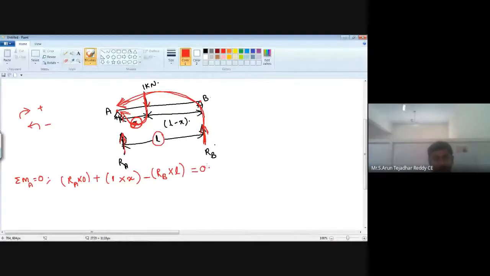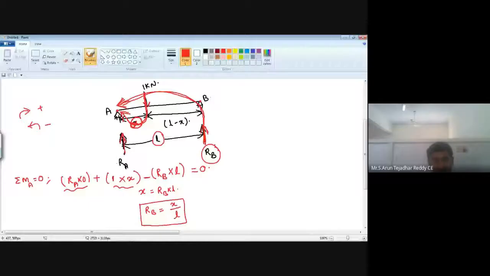Now from this equation, it is 1 into x, that means x, minus RB into L, is equal to 0. So x is equal to, if you send it to the right side, RB into L. Now from this, RB is equal to x by L. In this structure, RB is completed.